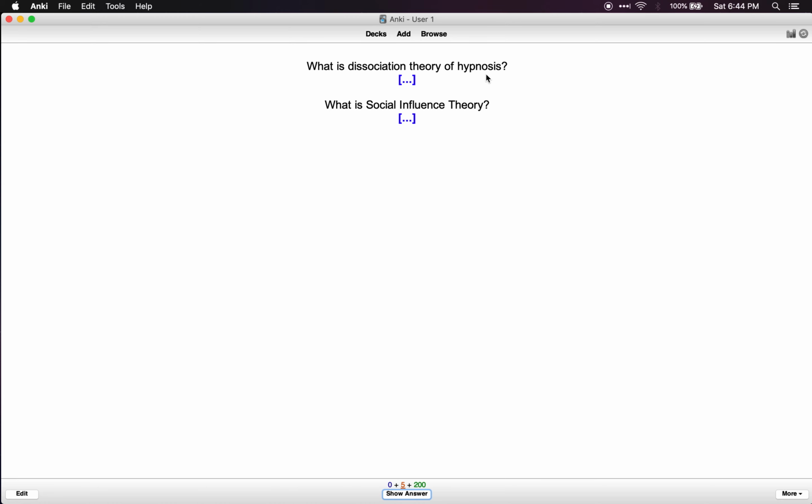Dissociation theory of hypnosis is that hypnosis is a special form of divided attention. And social influence theory says that hypnosis is when people do what they're basically told to do, like actors getting caught up in a role. If a government tells you you're a lizard, you think you're a lizard, you are a lizard.